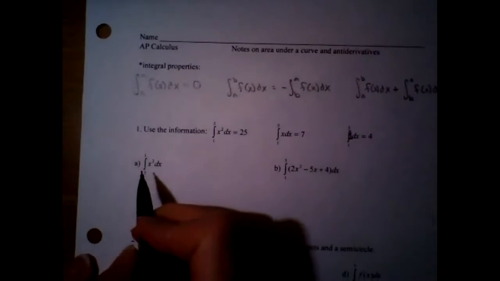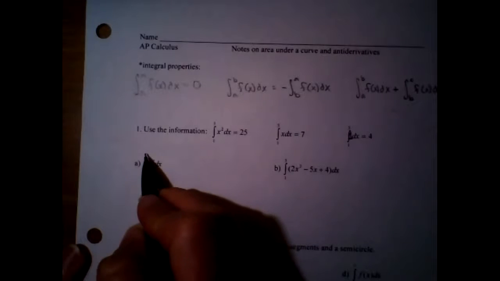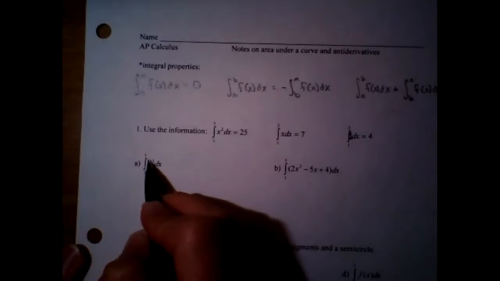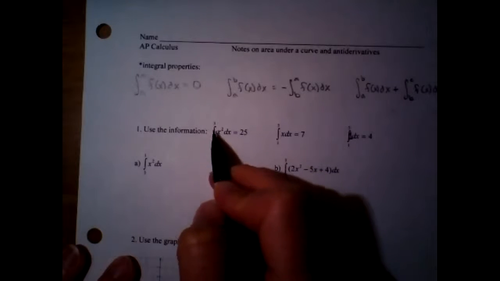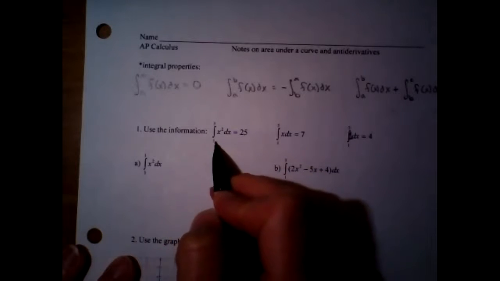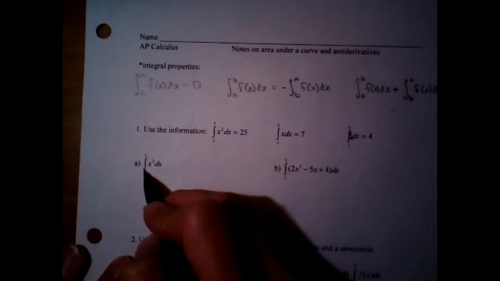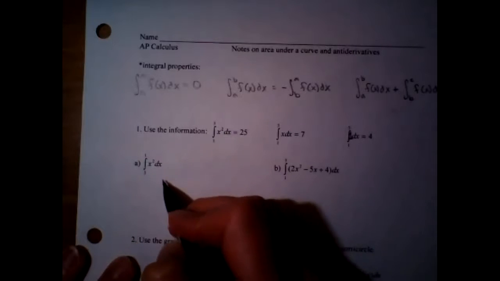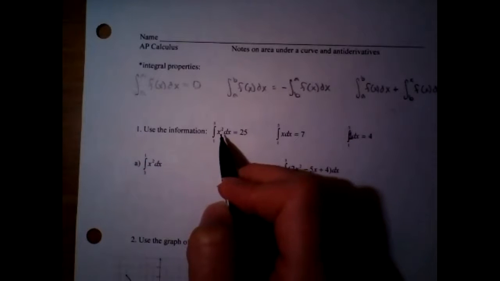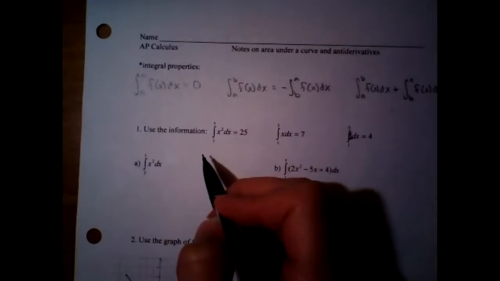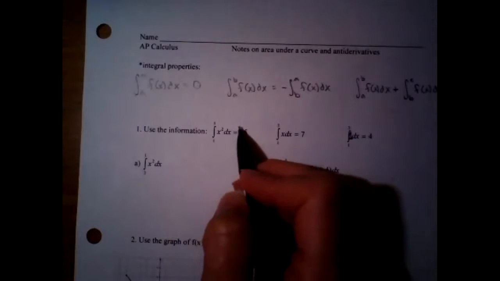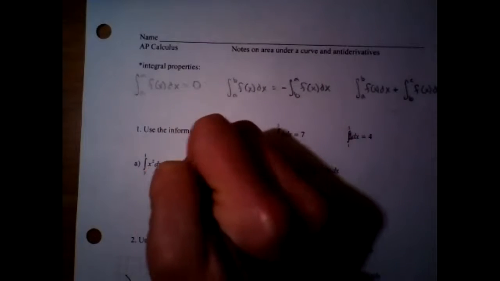So letter A says integral from 3 to 1 of x squared dx. So that's the x squared. We're looking at this one. And what they did is they reversed the boundaries. So instead of 1 to 3, now it's 3 to 1. So what is this answer going to be? If all we have to do is negate what it was, we reverse the boundaries. Good. Instead of 25, perfect. It'll be negative 25.